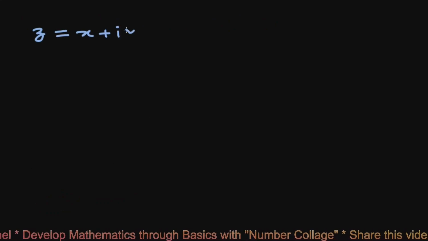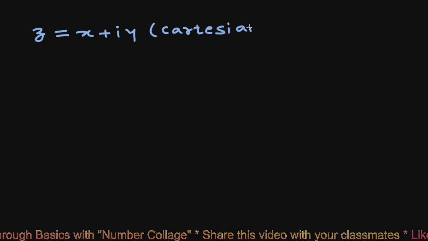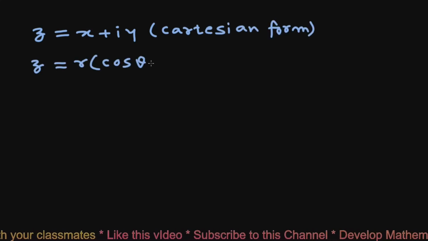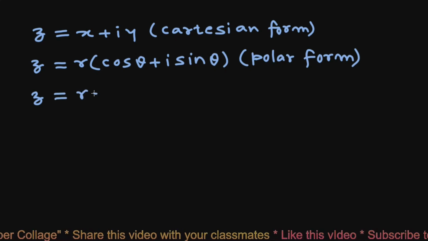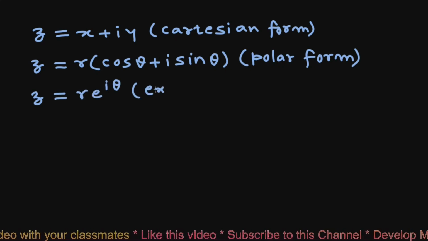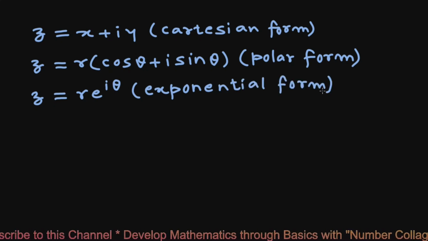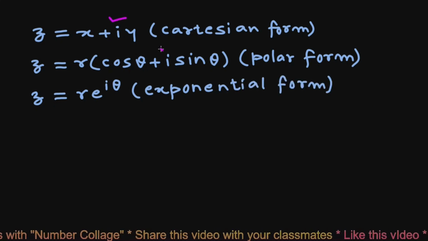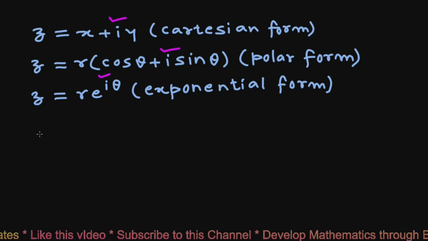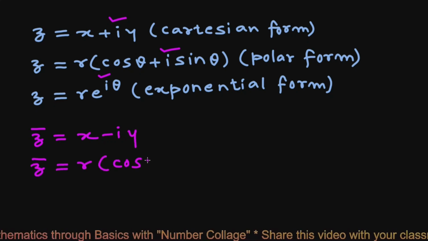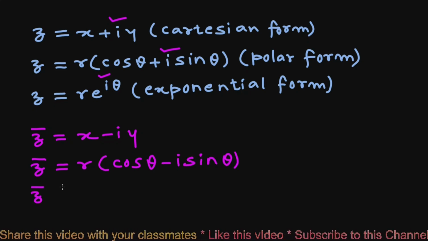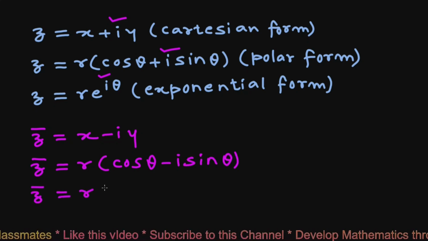Now in a nutshell, we will write different forms of a complex number. First is z equals x plus iy, which is the Cartesian form. z equals r into cos theta plus i sin theta is the polar form. z equals r into e raised to i theta is the exponential form of a complex number. Next, by changing the sign of i, we can write complex conjugate z bar as x minus iy. z bar equals r into cos theta minus i sin theta, and z bar equals r into e raised to minus i theta.